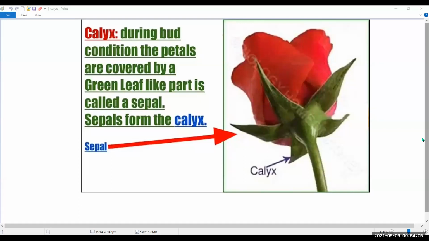The first whorl of the flower is calyx. Calyx is the outermost whorl of a flower consisting of sepals. Sepals are green, leaf-like structures. Sepals enclose and protect the inner parts of a flower in its bud stage.